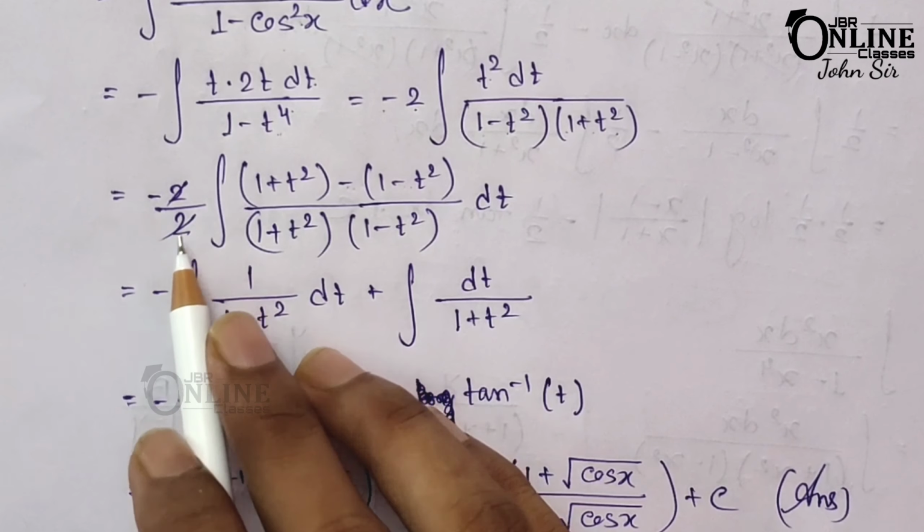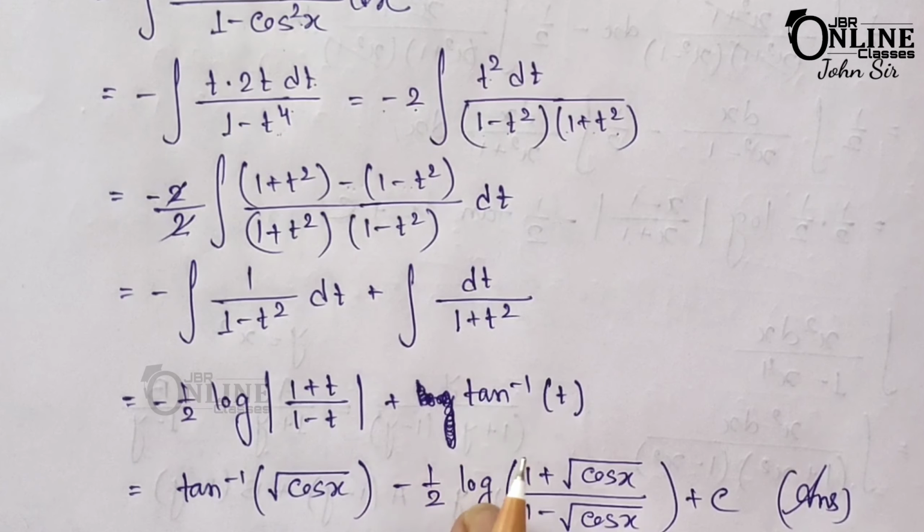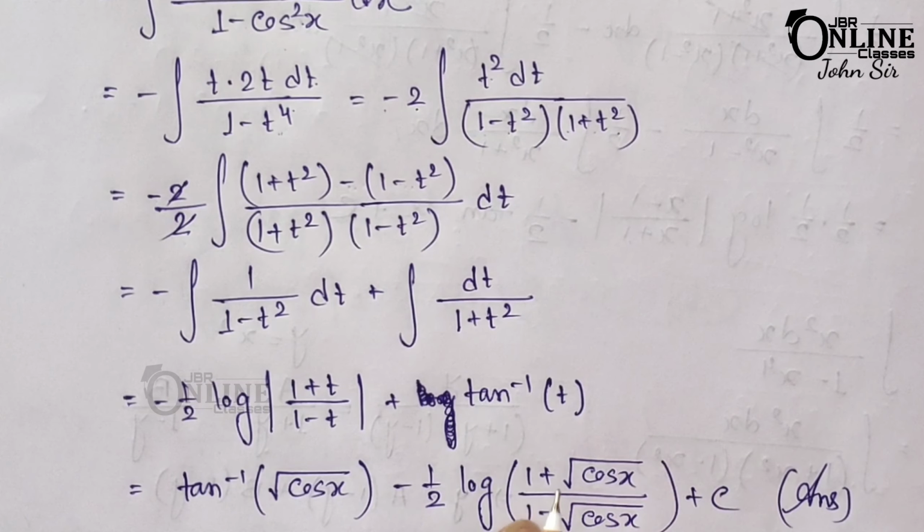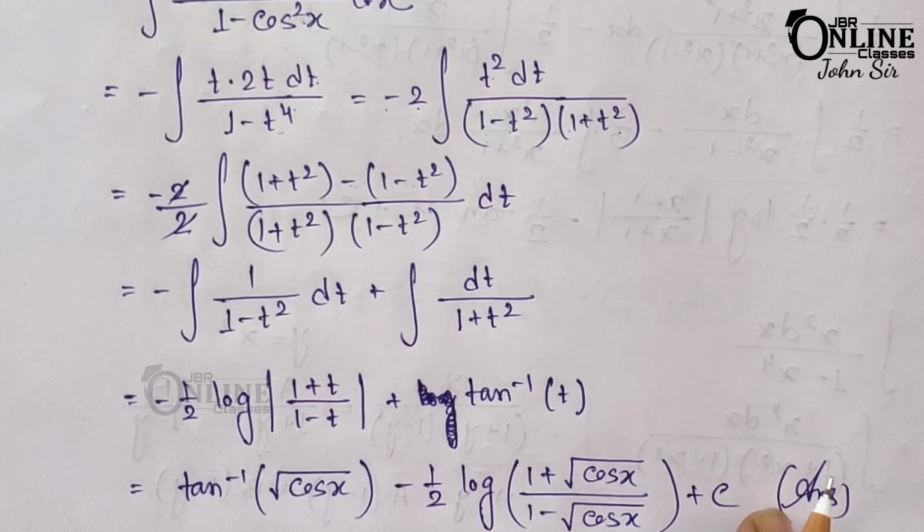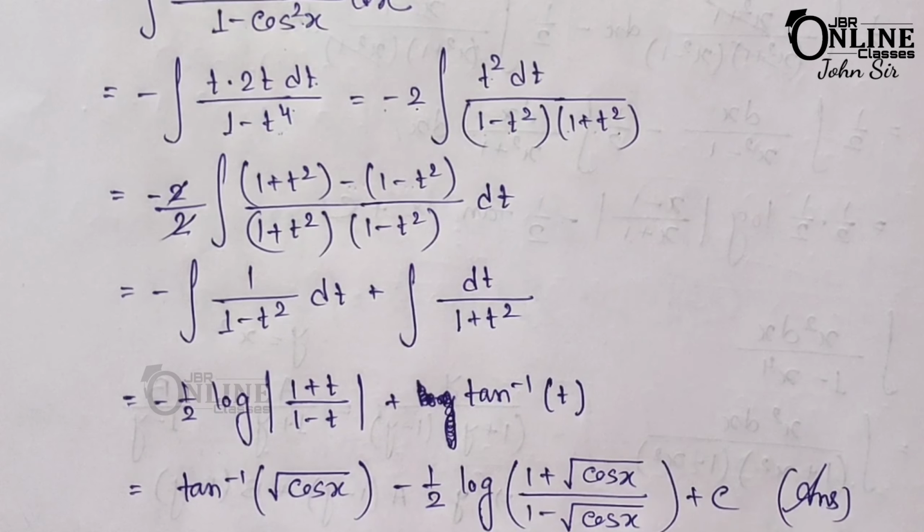Here t means root cos x, so tan inverse root cos x minus half log (1 plus root cos x)/(1 minus root cos x) plus c as your answer.